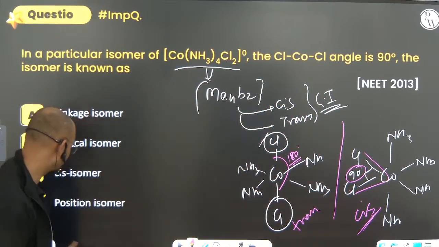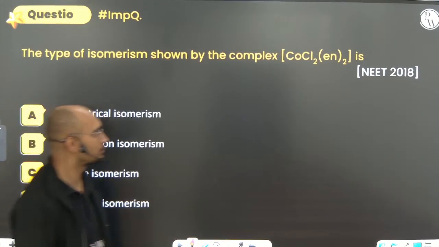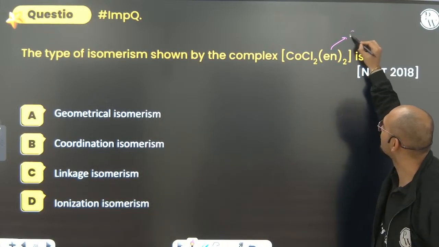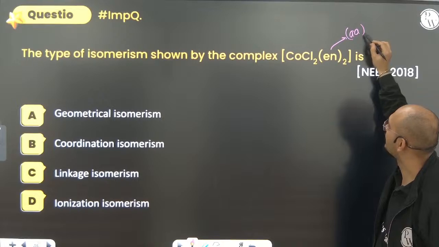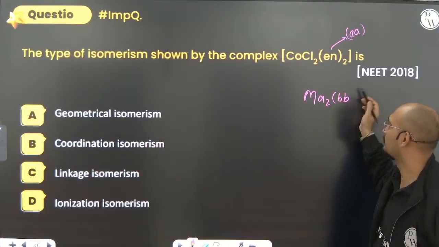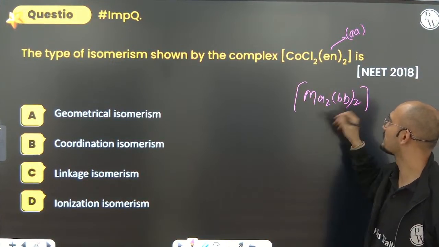Not a big deal, easier. The type of isomerism shown by the complex CoCl2(en)2. Can you see? En is a symmetrical bidentate ligand, that is also shown as AA. So we can say M A2 B, or you can say BB, M (BB)2. Not a big deal. We can just call it like that.